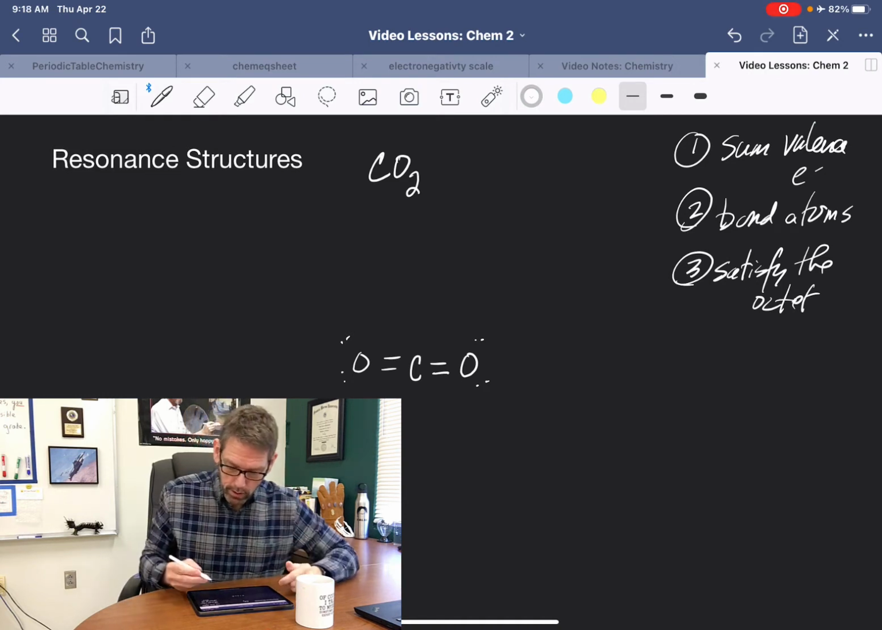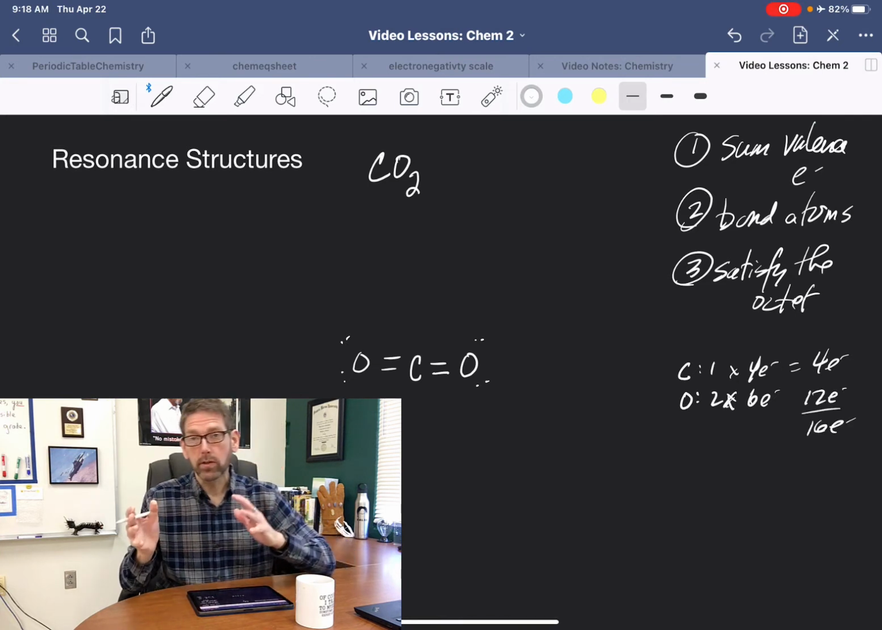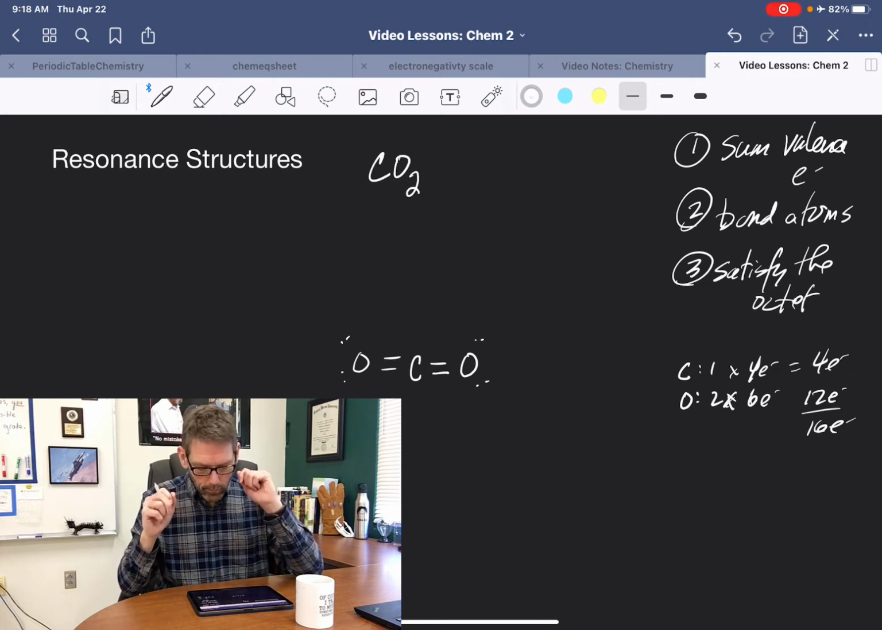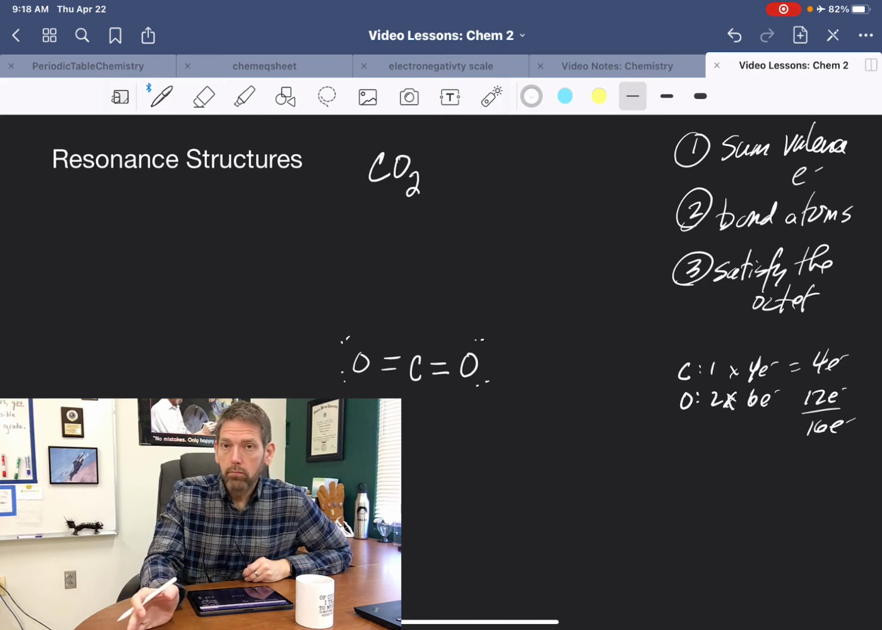Remember when we did our work for rule 1, we had 1 carbon and 2 oxygens. So 4 valence electrons for carbon, 6 valence electrons for each oxygen. That's 4, and 6 times 2 is 12. There's our 16 electrons, rule 1. So resonance structures do not break any of these 3 rules. I'm telling you that there's a resonance form for carbon dioxide. That's the reason why I'm using it in this video.